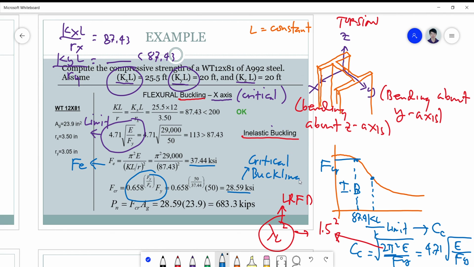Stress or strength. Okay, and if you want to find the nominal axial load capacity, you simply multiply it by Ag, given to be 23.9, and this is what you call now the nominal axial load capacity of your column. Okay, so that solves the problem for simple flexural buckling analysis, or you call this also a global buckling analysis example.